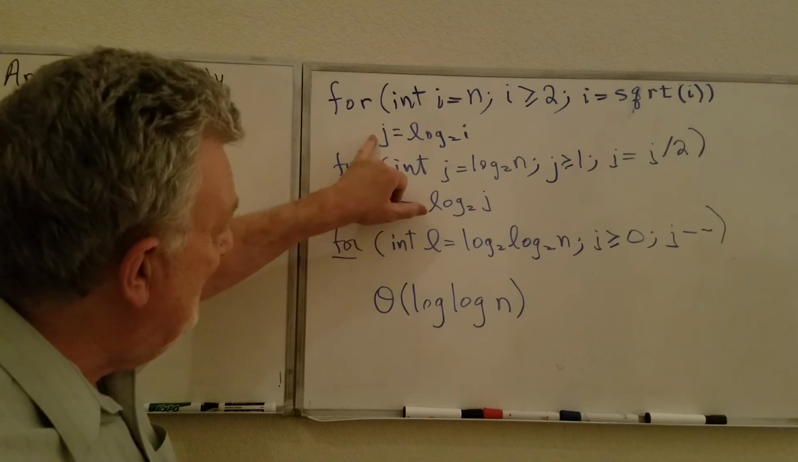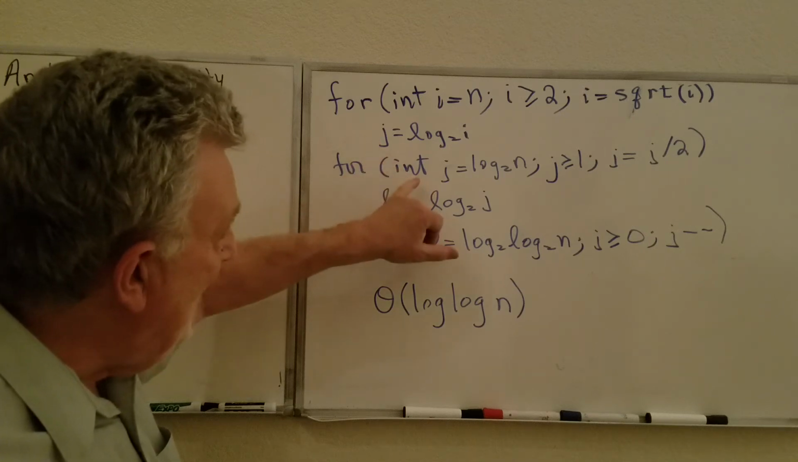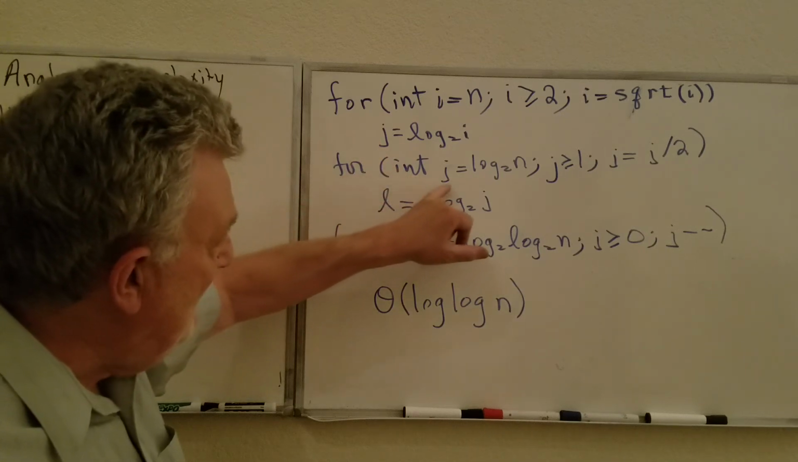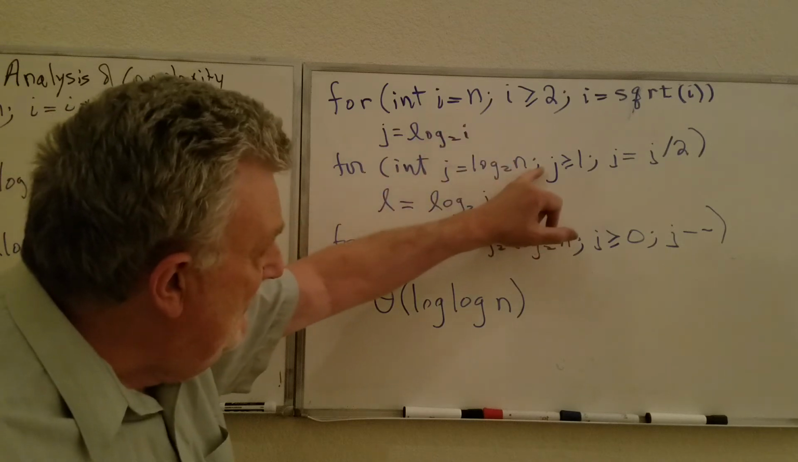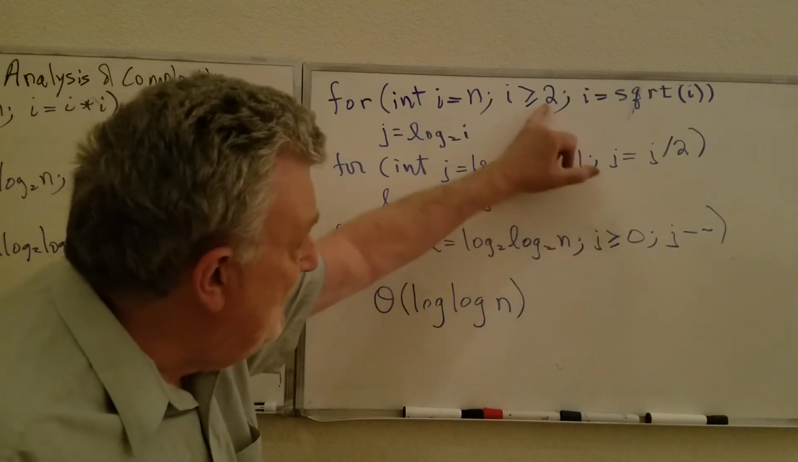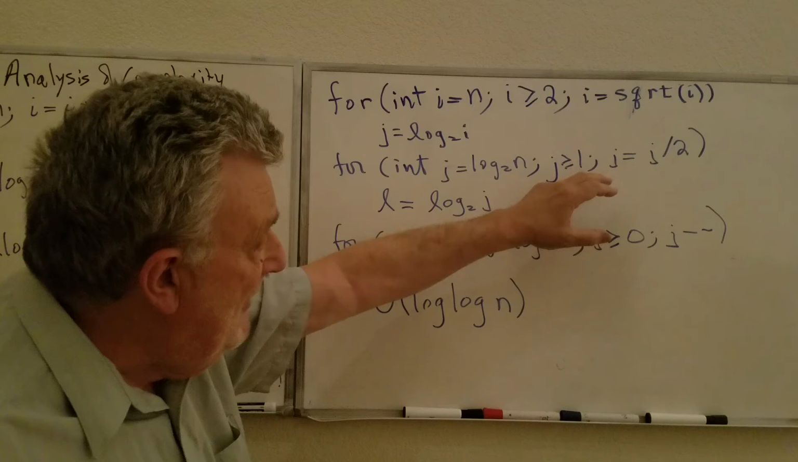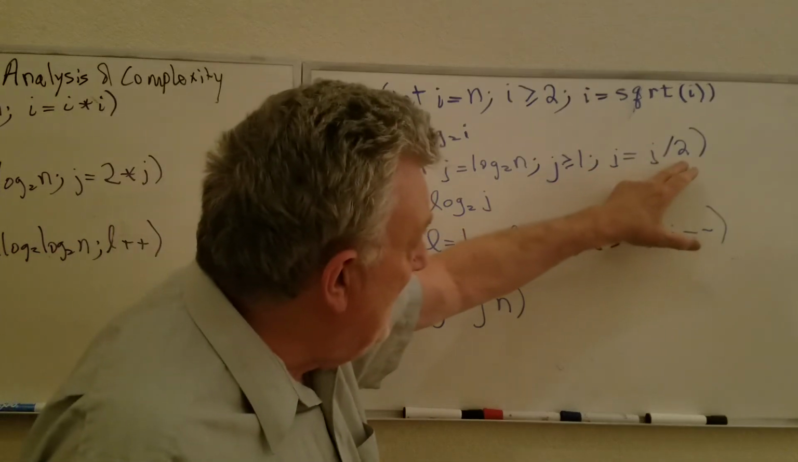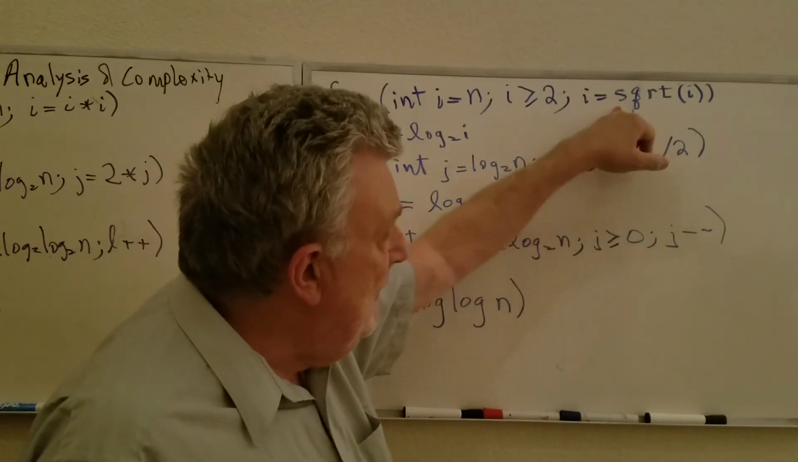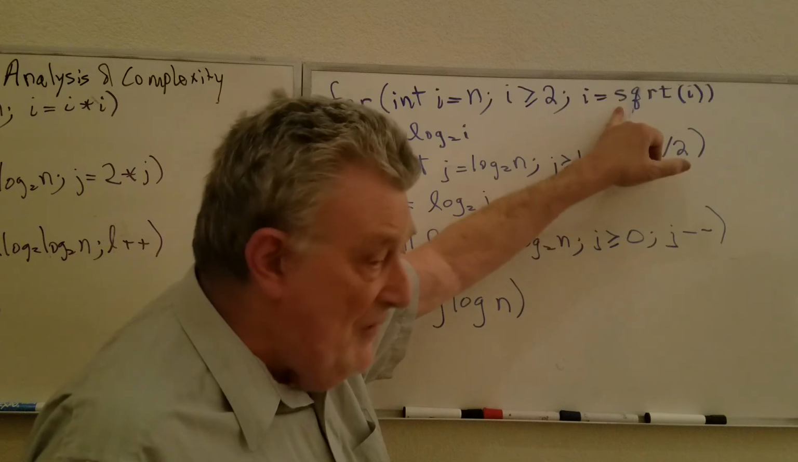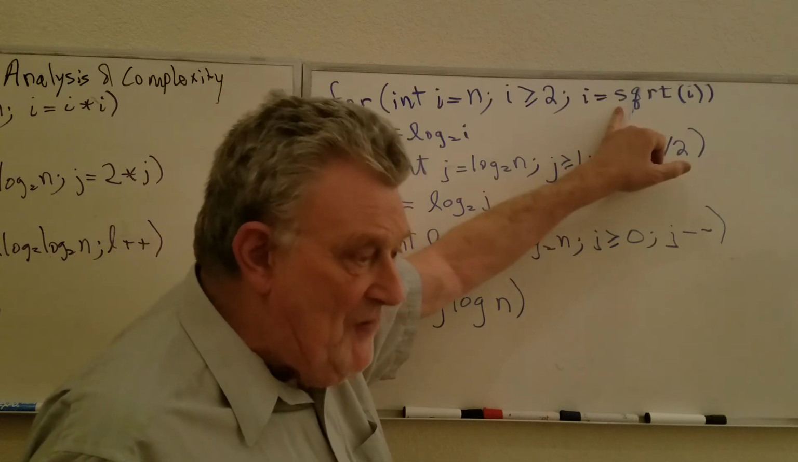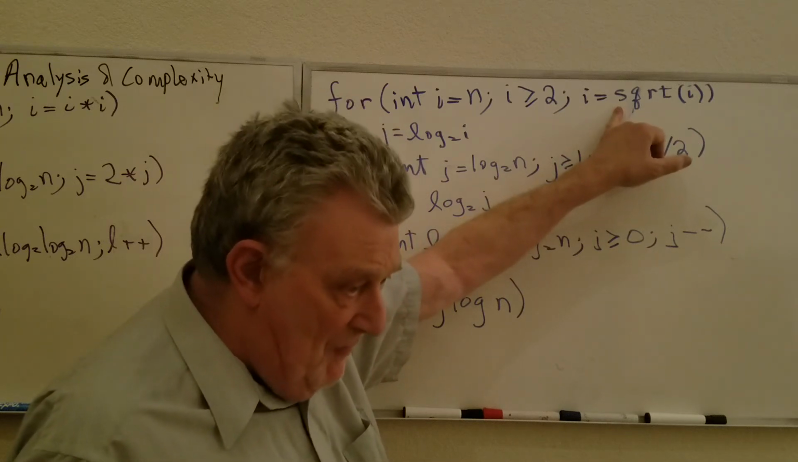And once again, we set j to be the base 2 logarithm of i. Substituting, j starts at the log of n, j goes to 1, which is the log of 2, and j equals j divided by 2, because the logarithm of the square root of a number is half the logarithm of the number.